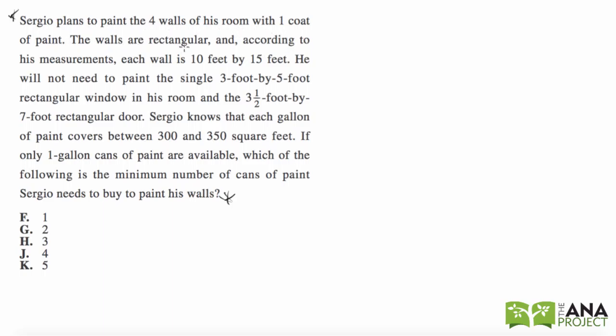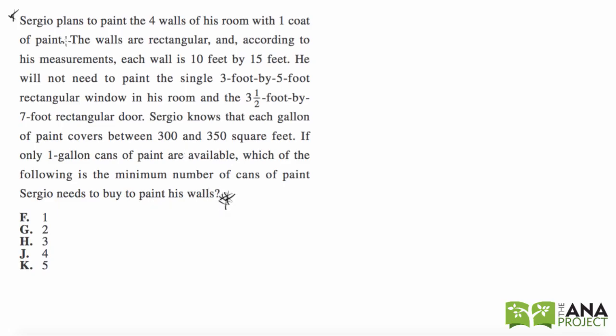The walls are rectangular, and according to his measurements, each wall is 10 by 15 feet. He will not need to paint the single 3 by 5 rectangular window in his room and the 3.5 by 7-foot rectangular window. Sergio knows that each gallon of paint covers between 300 and 350 square feet. If only 1 gallon cans of paint are available, which of the following is the minimum number of cans of paint Sergio needs to buy to paint his walls?